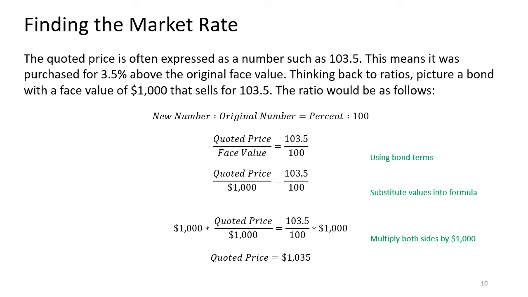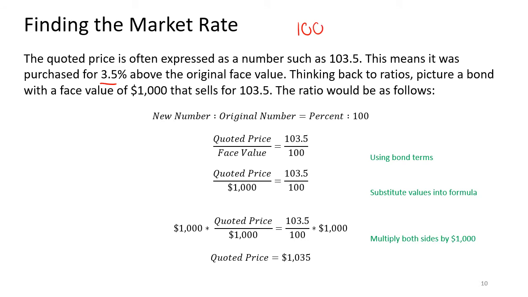So I'm going to go through just an example, and remember back to the 3rd unit of your previous math course. We talked about ratios and proportions. When you get a quoted price, you're going to get a number such as 103.5, or 108 or 110, or it could be less than that, it could be 95, it could be 92. In the case of 103.5, it means it was purchased for 3.5% above face value. Face value is considered 100.